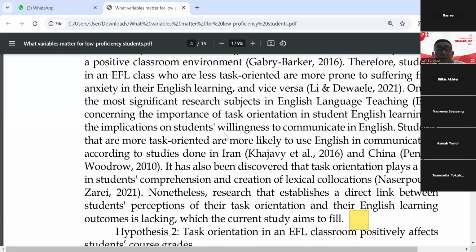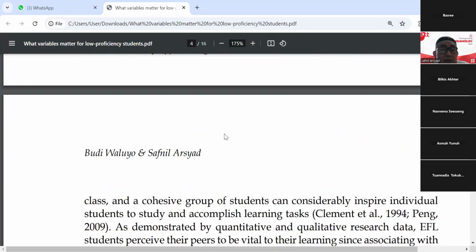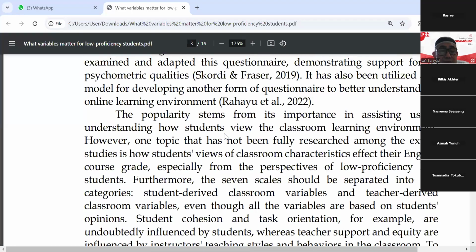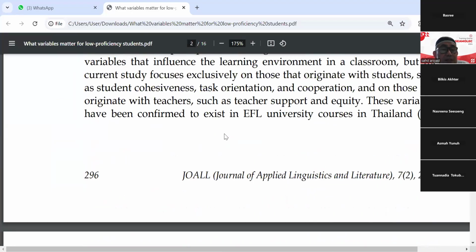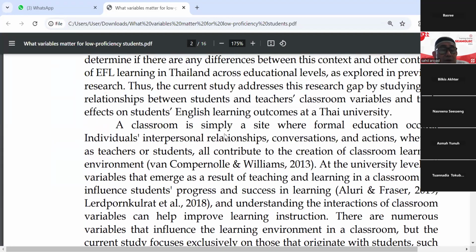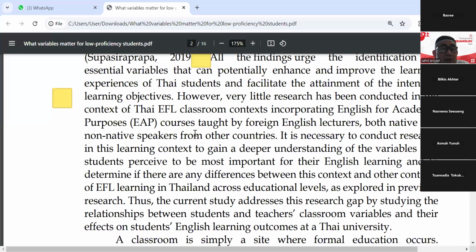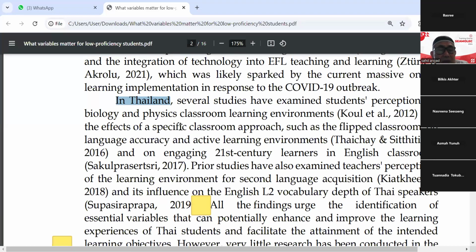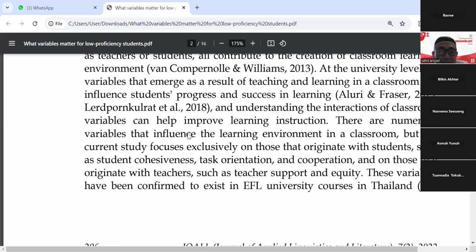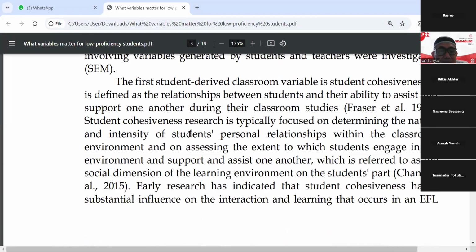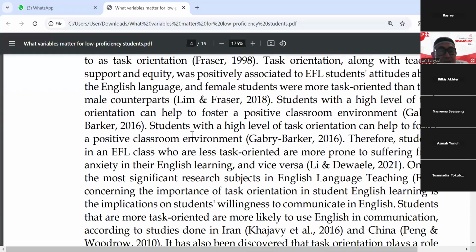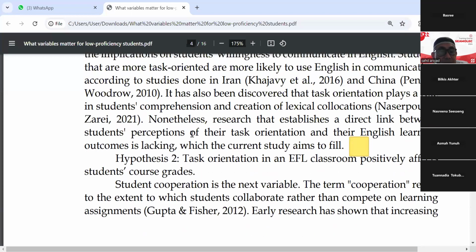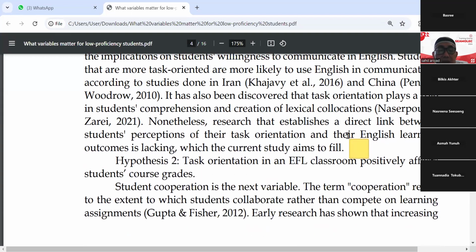So the literature review is organized based on the country, not based on the discipline, not based on the date or age, but based on the country. So these studies were conducted in Thailand. Okay, what is the research gap? What is the hypothesis?